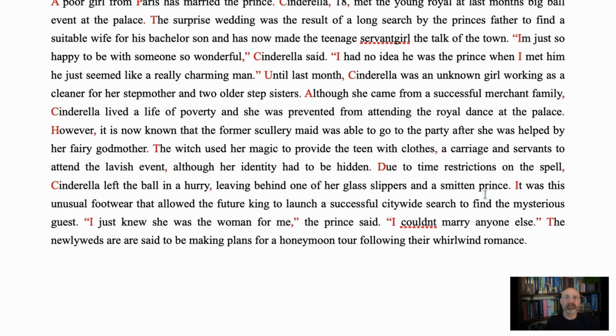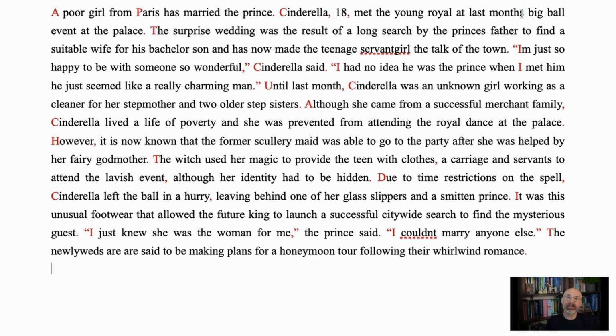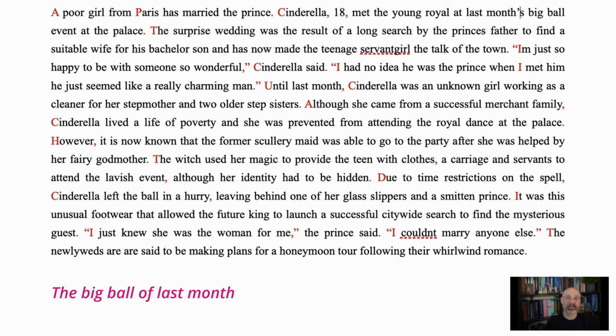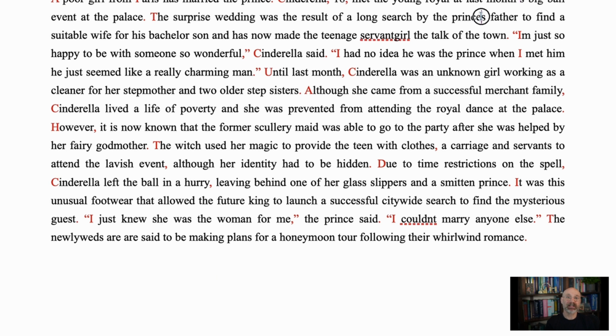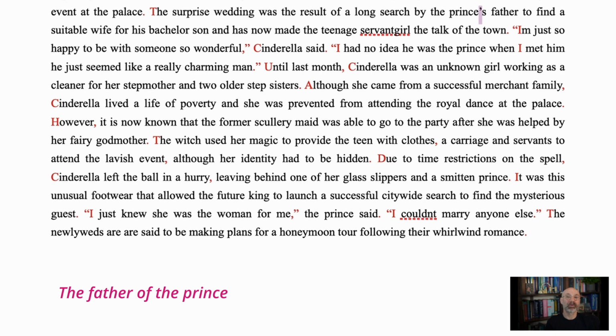The final little bits of punctuation include apostrophes, those little single speech marks that show possession or abbreviation. So the first one is "month's," because the big bull belongs to last month. That is, "last month" modifies or provides extra information for "big bull." We could also say "the big bull of last month." Here's another, "the prince's father," or we could say "the father of the prince."